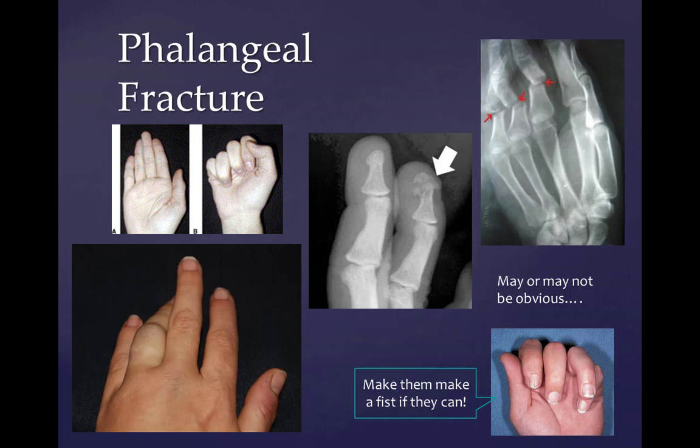The best way to test for a phalangeal fracture is to have the patient make a fist and then look for finger alignment. You can see in the picture on the lower right, this person can no longer make a fist and the ring finger does not align with the other fingers.